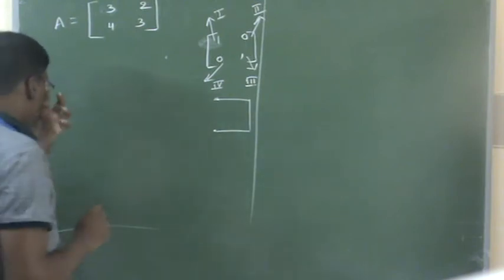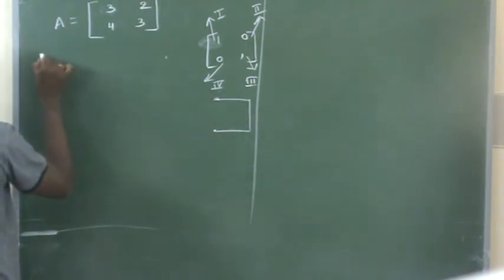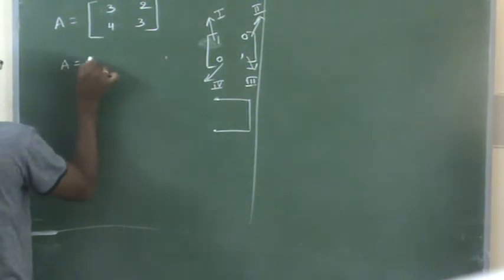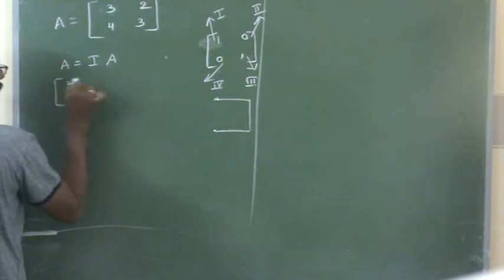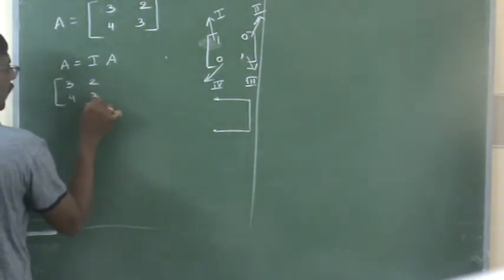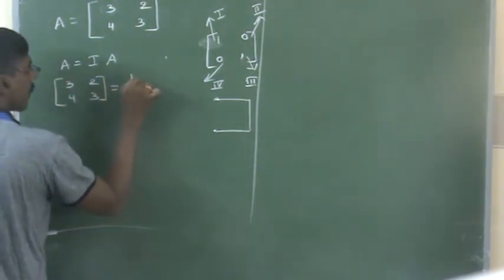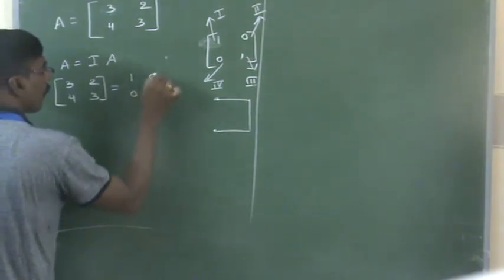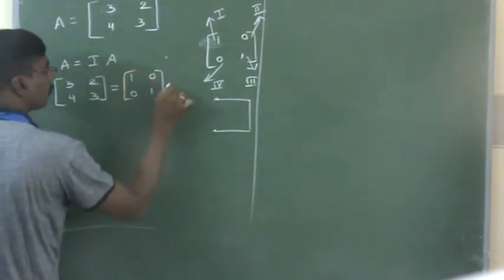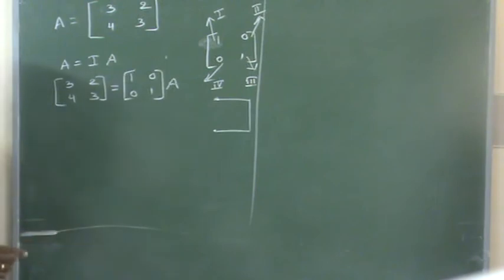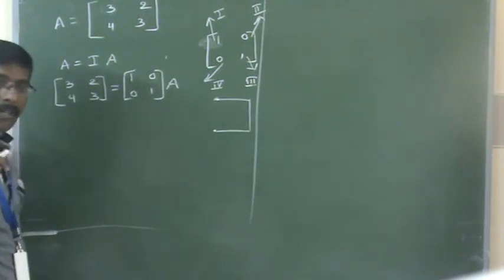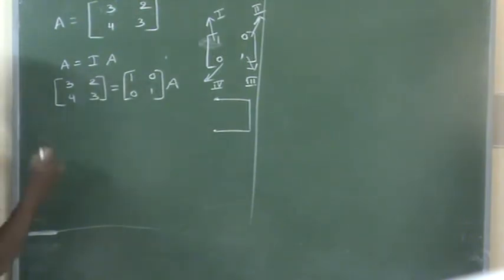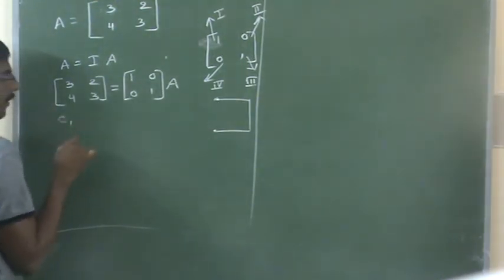Here also we are using the same condition. Matrix A can be written as capital I into A. What is matrix A? 3, 2, 4, 3 can be written as 1, 0, 0, 1 into A. Here we are using column operation, meaning C1, C2 will come for you. What is our target?